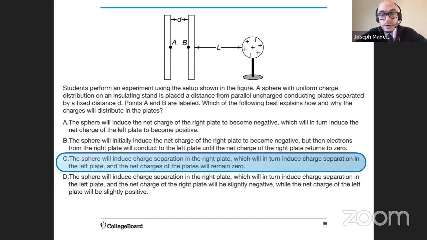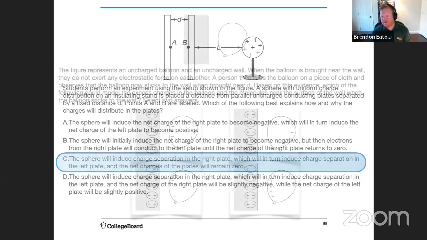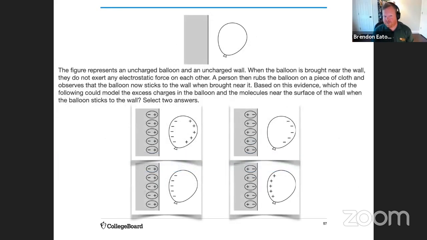But one really important thing to notice is that at no point do plates A or B become actually charged. They remain electrically neutral. As a student, that's one of the things you need to notice: even when charge polarization is induced, the net charge is still 0. And part of that justification didn't have anything to do with the distance L or distance D. So that was kind of interesting.